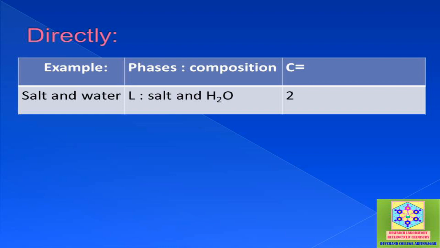Let us discuss the example of a mixture of salt and water. As we have discussed before, it has the liquid phase, that is composed of salt and water. We require both these formulae to express the composition of this liquid phase, and therefore C is equal to 2, that is, the salt and water system is a 2-component system.